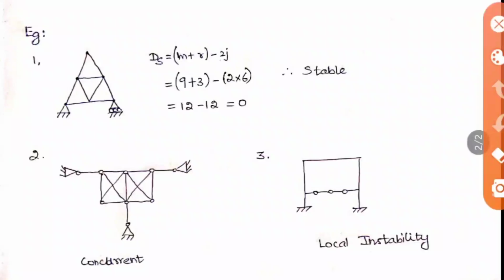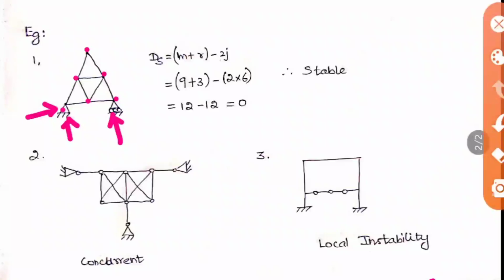The first example is a pin-jointed truss. Here there are two reactions, and at the roller support one reaction. DS is equal to, using the simplified formula, m plus r minus 2j. The members are 1, 2, 3, 4, 5, 6, 7, 8, 9. So 9 plus reactions 3, minus 2 into j. The joints are 1, 2, 3, 4, 5, 6, so 6 joints, so 2 into 6. So it is 12 minus 12, which is 0. So this is a stable structure.